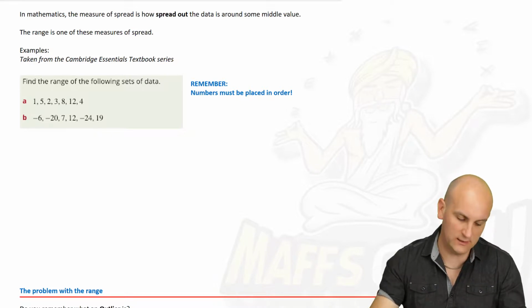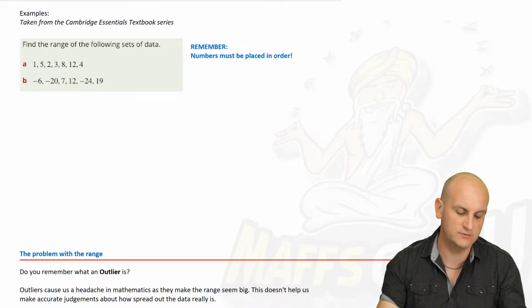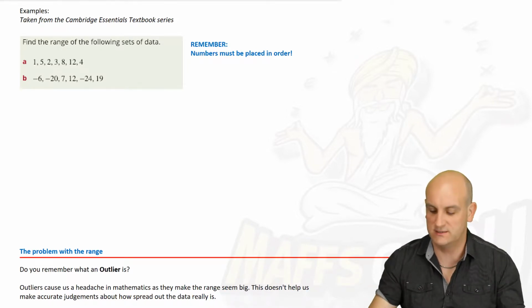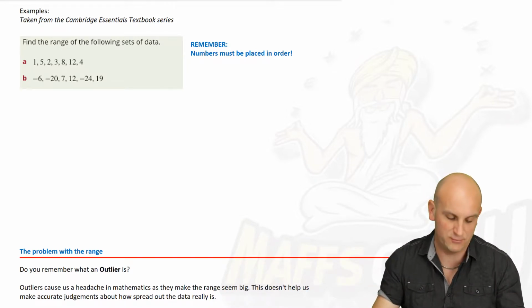Now, we've been dealing with the range before, and here are some examples taken from the Cambridge Essentials textbook series. Thank you, Cambridge, for allowing me to use your examples. Much respect, greatly appreciated.